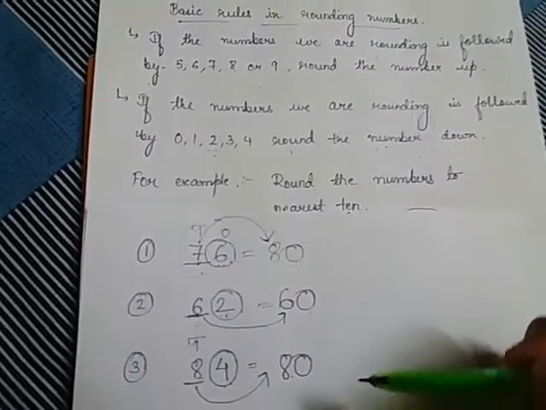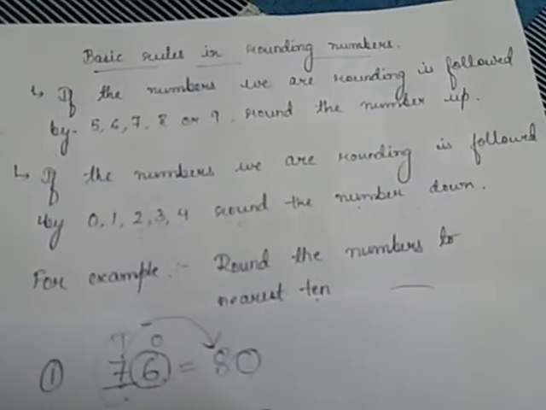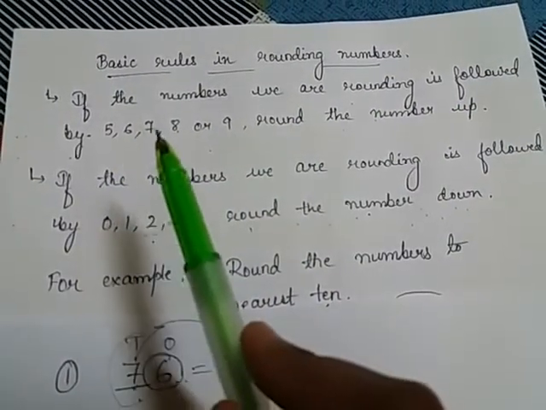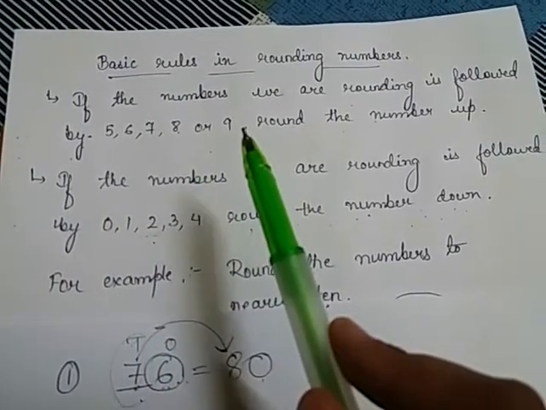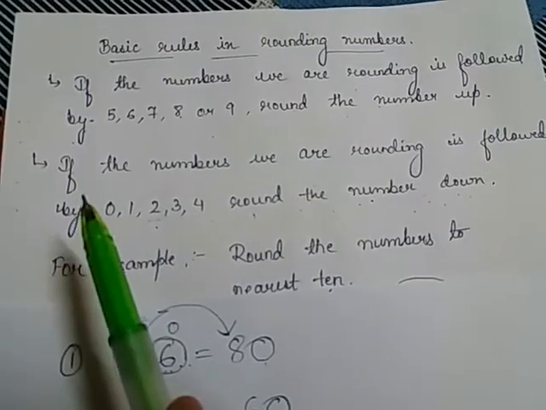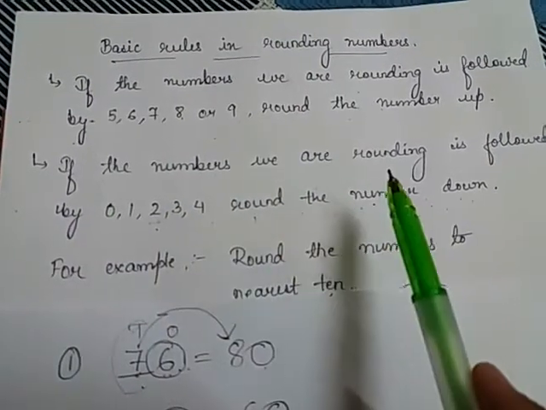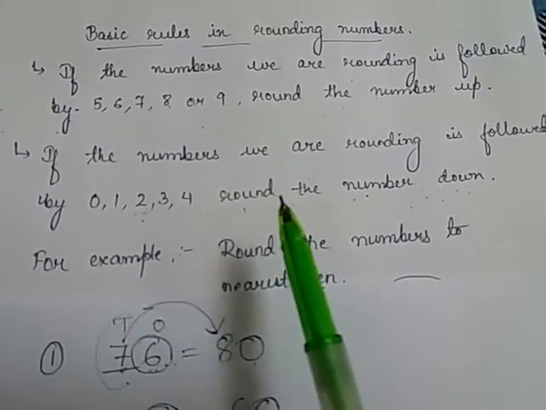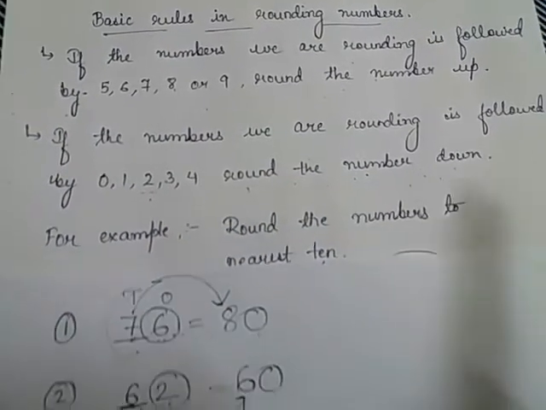So in this we have to just remember these 2 points. The first is, if the number we are rounding is followed by 5, 6, 7, 8 or 9, round the number up. And the second rule says, if the number we are rounding is followed by 0, 1, 2, 3, 4, we have to round the number down.